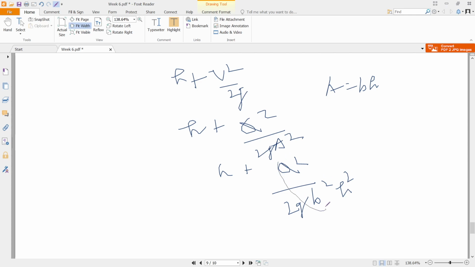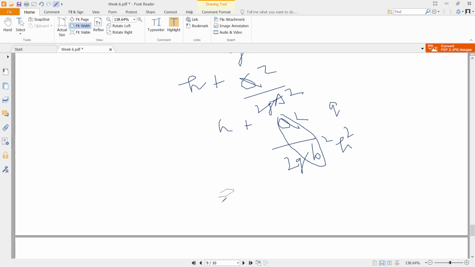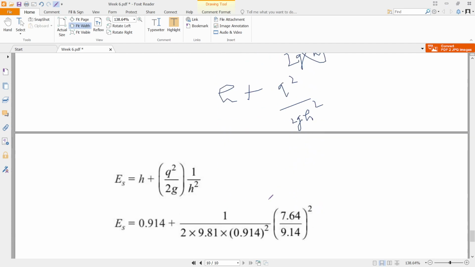Now Q by B can be written as small q, which is the discharge per unit width. So H plus q square divided by 2G H square. Okay. So this is the expression for specific energy.